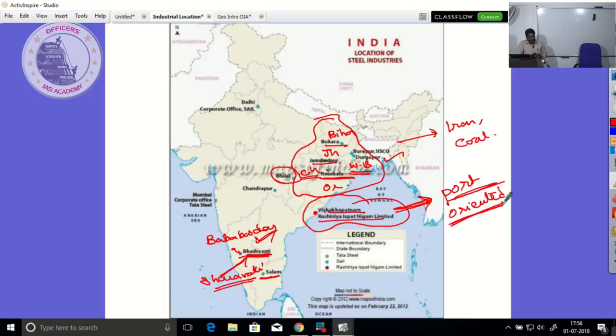Not only Vishakhapatnam, there are minor examples. When I talk about minor examples, there are many port-oriented iron and steel industries. One, in Maharashtra, you have a place called Ratnagiri. In Goa, you have Margao. And in Karnataka, you have Mangalore. These are some of the minor centers which are port-oriented in nature: Ratnagiri, Margao, and Mangalore.